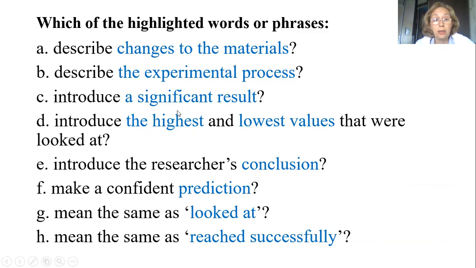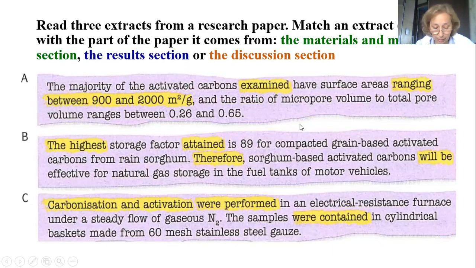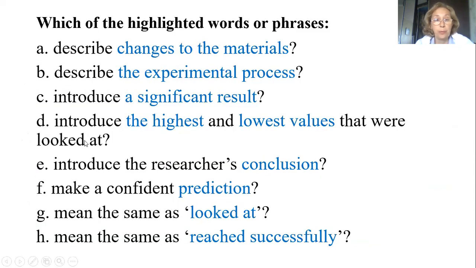So which phrase introduces a significant result? A significant result. Значительный какой-то результат, выдающийся результат. So, should be in B section, right? Highest. Yes, the highest factor. So we can use this in our paper.